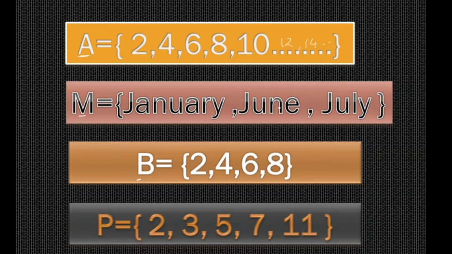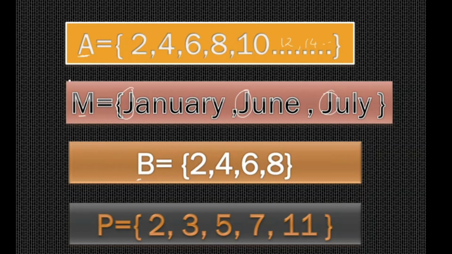You can see in this one we have not added Jan, Feb, March and all. We have started with a particular condition we have maintained: months of the year which start with J. Then B equals 2, 4, 6, 8. These are called sets.